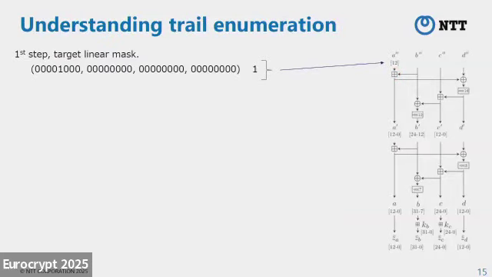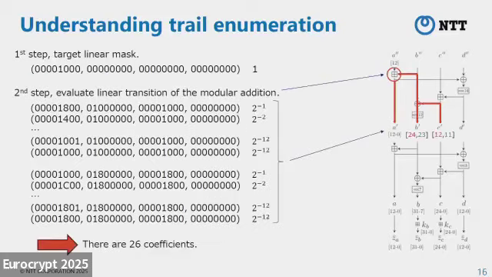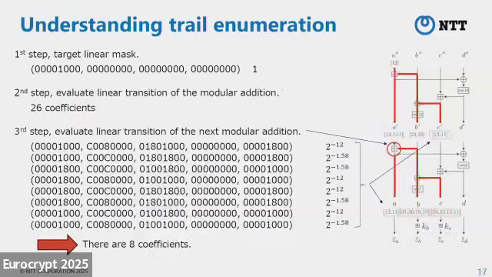Okay, so this is an example. Now we want to compute A double prime 12. We first set the linear mask to identify this bit. And first, we analyze the first modular addition. By using the linear trail transition rule for the modular addition, we get these 26 linear masks. And then next, we analyze the next modular addition. And finally, we get 8 coefficients. Here, if we have multiple different input linear masks transiting to the same output linear mask, then, of course, the correlation is a sum. So it's a linear hull effect.